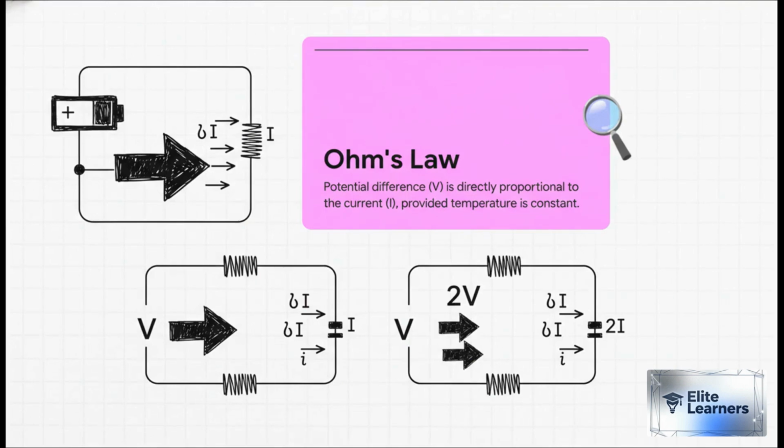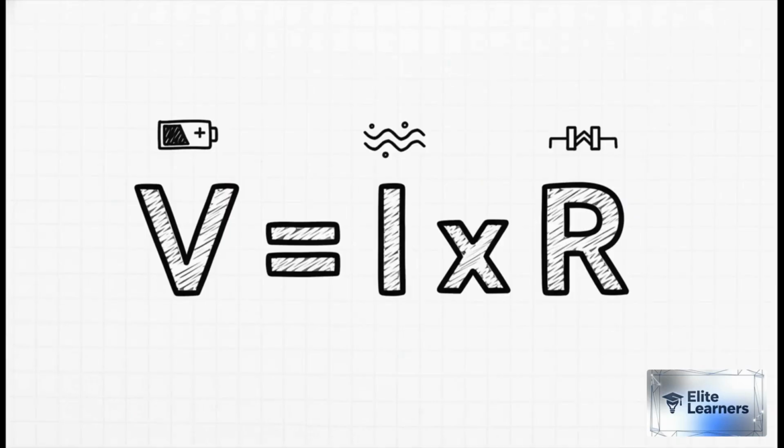And the answer is just beautifully simple. If you increase the push, the voltage, you get more flow, more current. If you double the push, you double the flow. It's a direct, predictable relationship, as long as that resistance doesn't change. This all comes together in one of the most famous equations in all of physics: voltage equals current times resistance, or V equals I times R. It's so powerful because if you know any two of those things, you can always figure out the third.